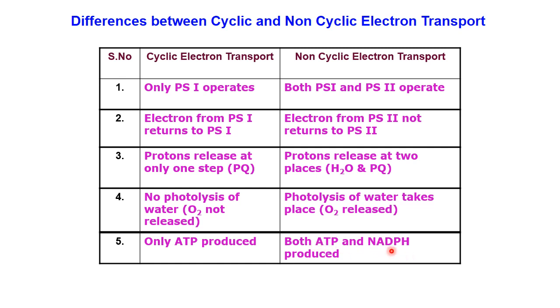This ATP and NADPH form the assimilatory powers, which are used for reducing carbon dioxide to carbohydrate in the dark reaction. This is with regard to cyclic and non-cyclic electron transport and the difference between these two.